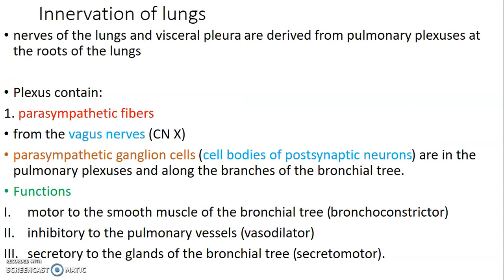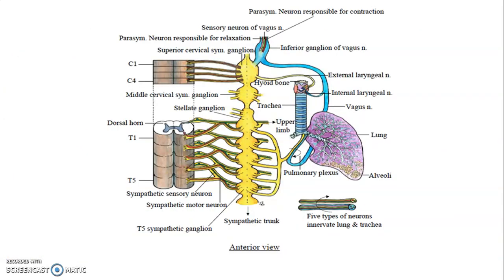You have parasympathetic from the vagus that will cause the smooth muscles of the bronchial tree to constrict and inhibit vasodilation of the pulmonary vessels. Parasympathetic also stimulates the secretion of glands in the bronchial tree. So parasympathetic is from vagus to cause smooth muscle constriction, secretion of glands, and inhibit vasodilation of the pulmonary vessels.